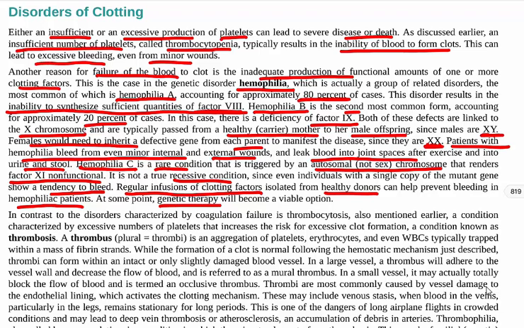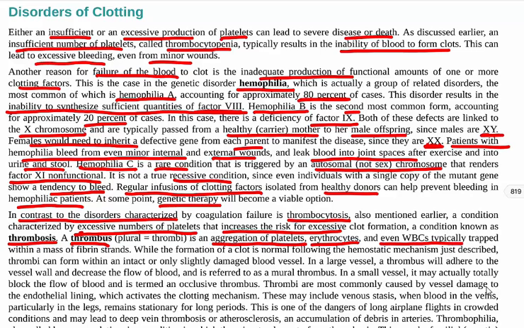All right, so in contrast to the disorders characterized by coagulation failure is thrombocytosis. So we've already mentioned that, characterized by an excessive number of platelets, and then that increases the risk for excessive clot formation, also known as thrombosis. All right, so excessive clot formation is called thrombosis. A thrombus is an aggregation of platelets, erythrocytes, and even white blood cells typically trapped within a mass of fibrin strands. So we're talking about basically the blood clot that we talked about, the platelets, the erythrocytes, even white blood cells that are all stuck within this mass of fibrin strands.